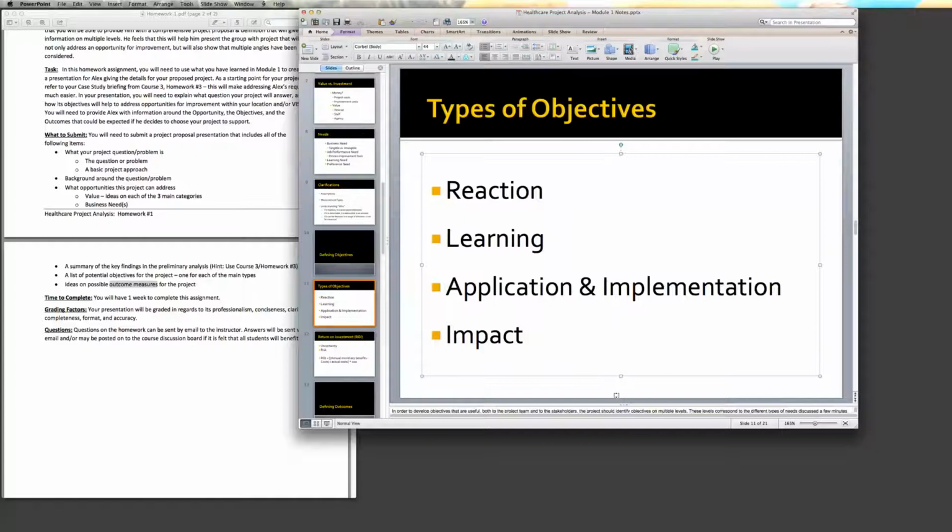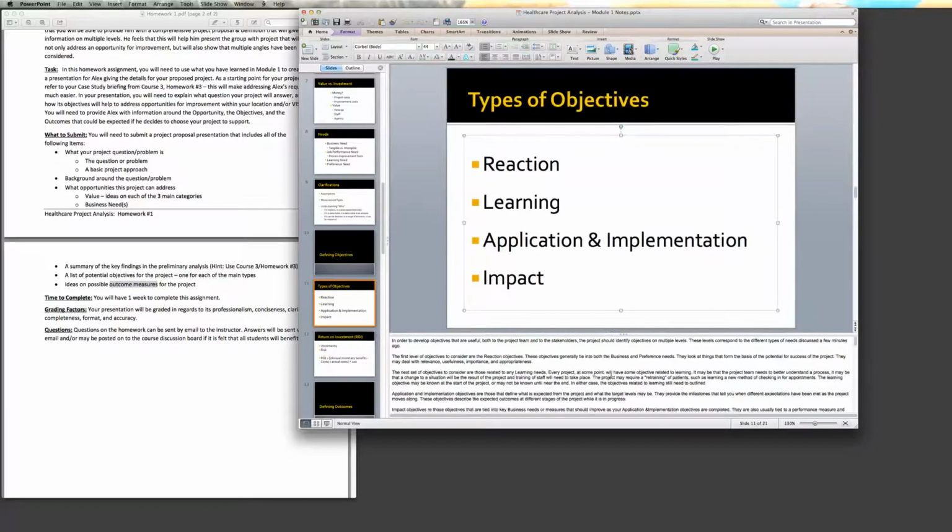So that would be an example for learning. Okay, and I kind of tried to do some down here, right? So that would be learning. And if you look down in your notes section, that should kind of go over them as well. So learning would be, by the end of Q1, all the physicians in audiology have attended a lunch and learn around the importance of doing proper coding on our clinic's funding.